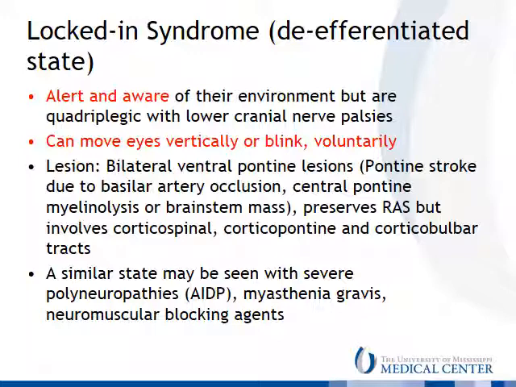Patients with locked-in syndrome have lesions in the bilateral ventral pons, like pontine stroke due to basilar artery occlusion, central pontine myelinolysis, or brainstem mass. It preserves the reticular activating system but involves the corticospinal, corticopontine, and corticobulbar tracts. A similar state may be seen with severe polyneuropathy like AIDP, myasthenia gravis, and neuromuscular blocking agent administration.